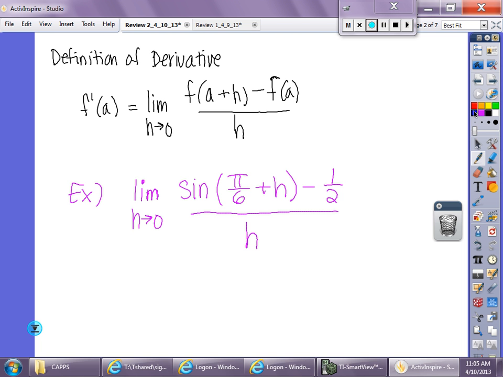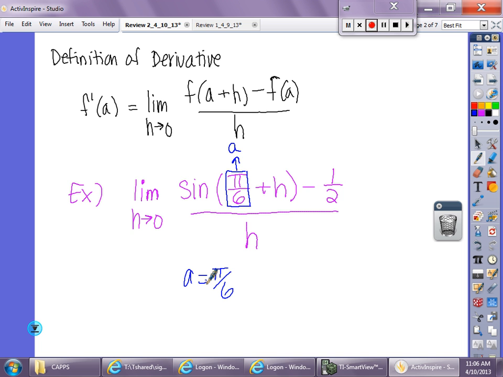It's very specific. What I want you to do, I want you to look for that h value. And whatever's being added to it, that has to be the a value. So first thing is that this has to be the a value. So I know that a is pi over 6.